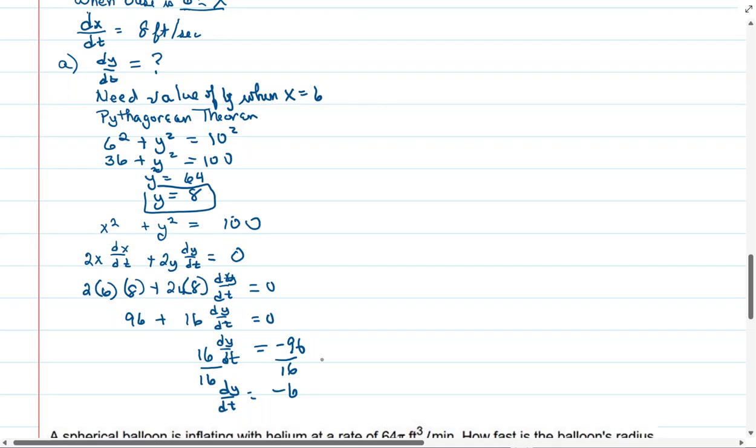And this is in feet per second. So when x is at 6, then the height is reducing by 6 feet per second. Everybody comfortable with that? Yes? All right.